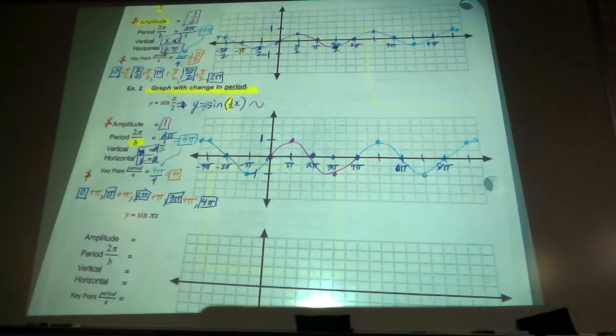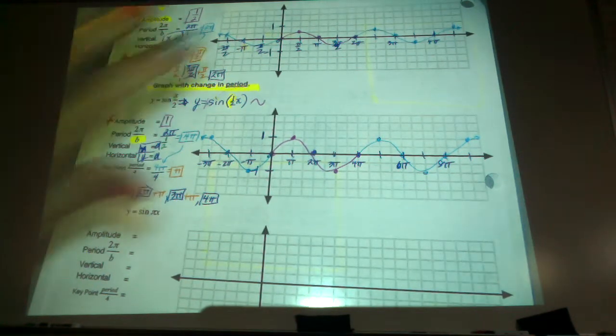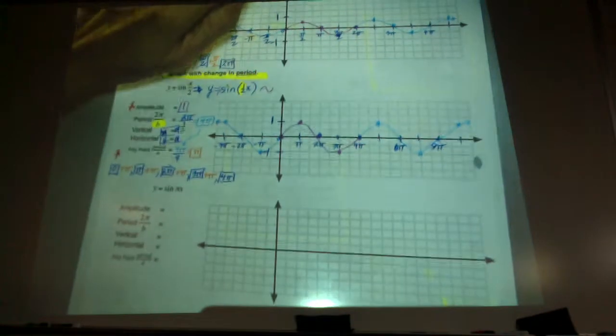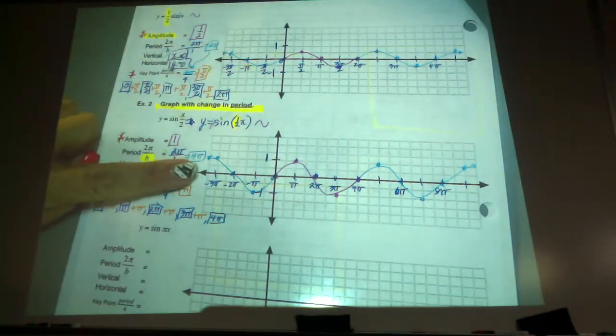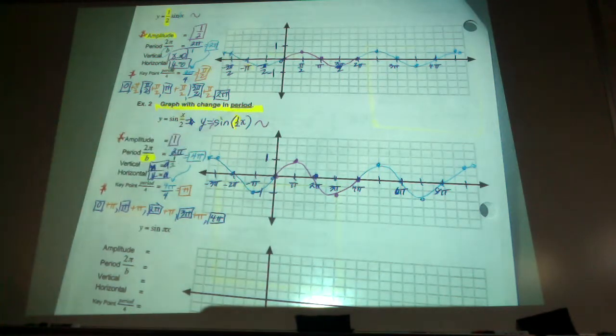Are you okay with that? Let me show you one thing before we move on to the last problem. If you look at the last two that we just did, it looks like these two are fairly identical with the exception of their heights. Wouldn't you agree? They're both sine.